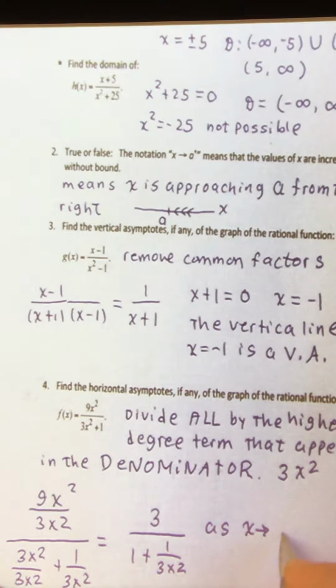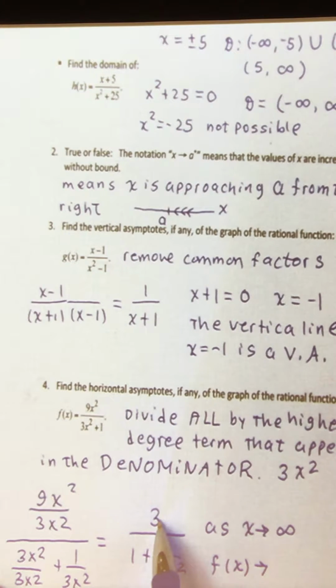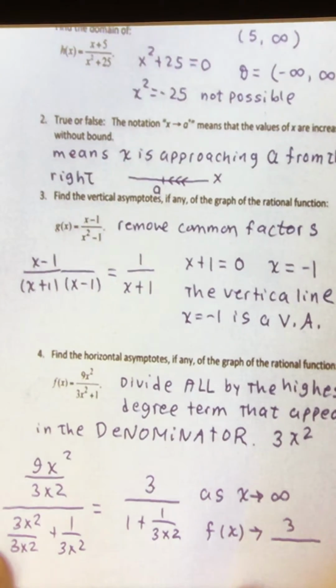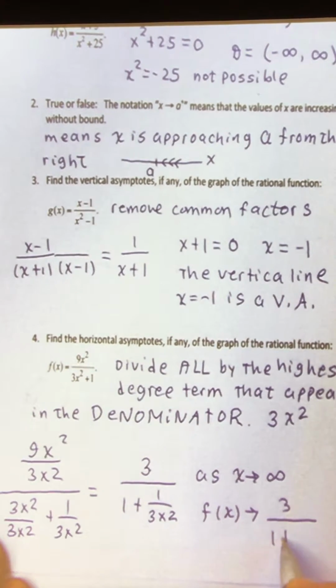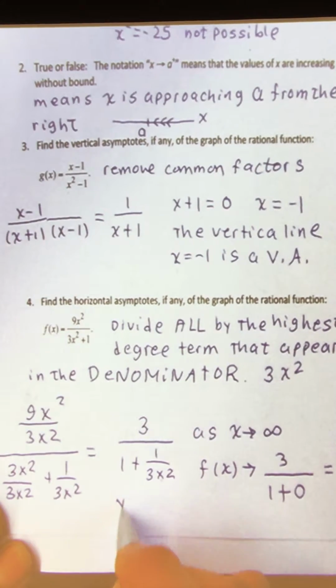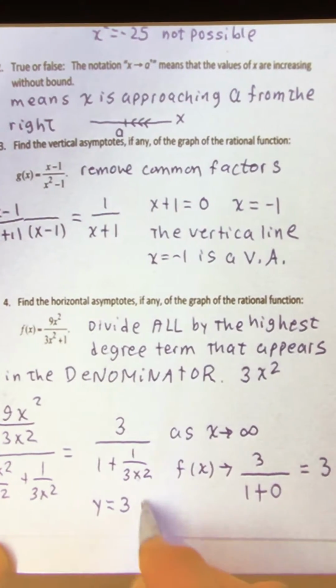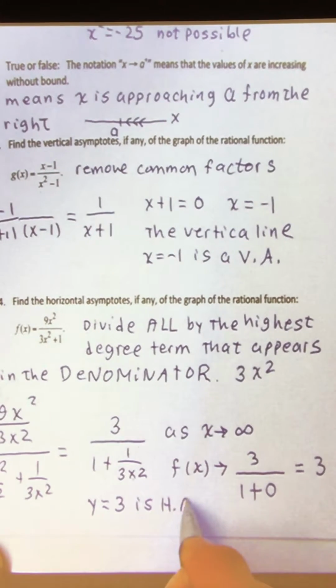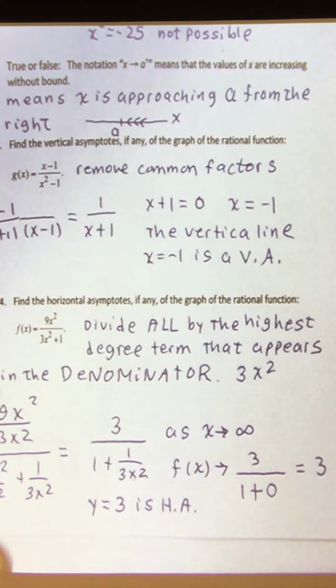Now, we ask, as x gets very, very large, what happens to the value of the y coordinates? The function will then approach 3. 3 remains a 3. And in the denominator, we have 1 plus 1 divided by a very large number, which shrinks to 0. And the functional value of the y coordinates will approach 3. So that means the line y equals 3 is a horizontal asymptote for the function f of x.